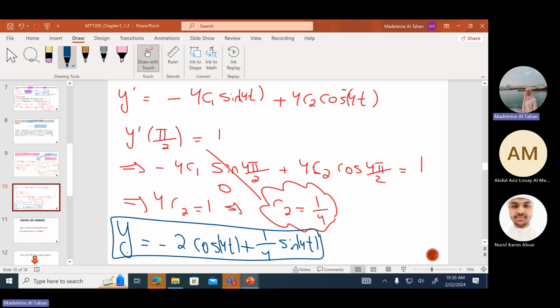Miss, if we got in the first equation C1 and C2 together, and in the second C1 and C2 together, just solve it using the calculator. But it doesn't need a calculator because we got rid of one of them.